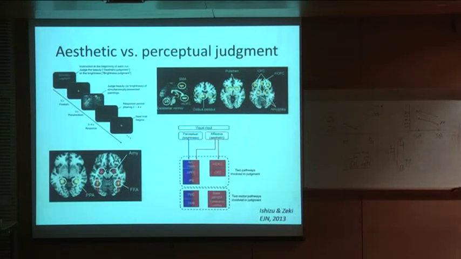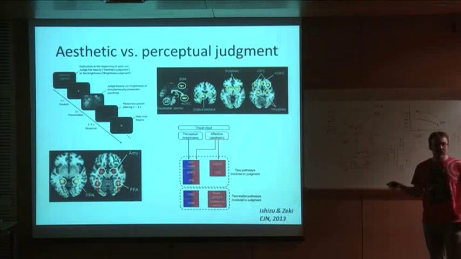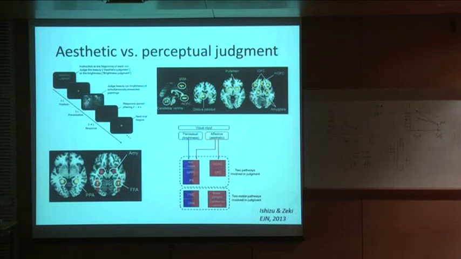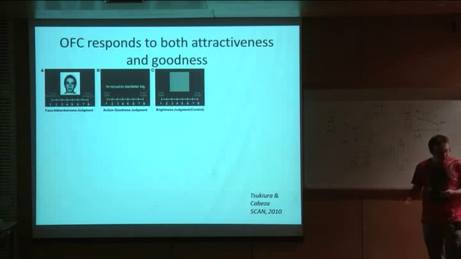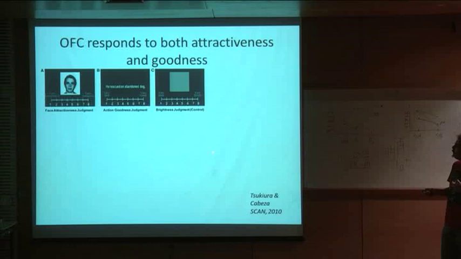And the authors proposed a scheme, just mentioned briefly, that there are two pathways, one involving the orbitofrontal cortex, involving the aesthetic judgment, the other one involving the perceptual judgment. And on top of that, there are two motor pathways which are associated with this evaluation, with these sorts of judgments. So interestingly, 4 years ago, there was another study that came up with a similar paradigm, but actually extended it.